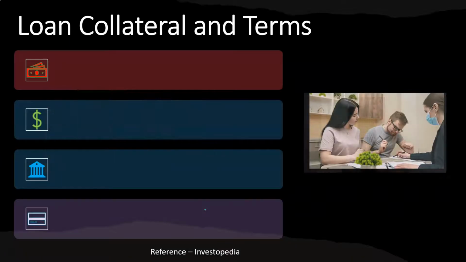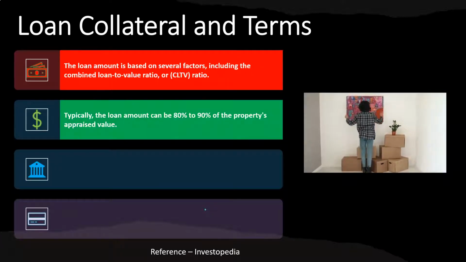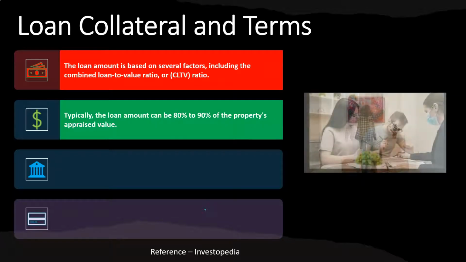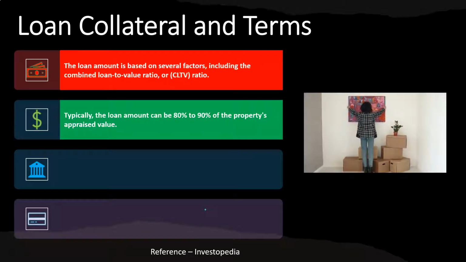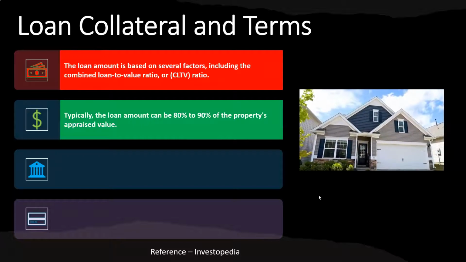So loan collateral and terms. The loan amount is based on several factors, including combined loan to value ratio or CLTV ratio. Typically, the loan amount can be 80 to 90% of the property's appraised value. So it really depends on the environment at that point in time as to how much you can basically borrow up to the value of the property.